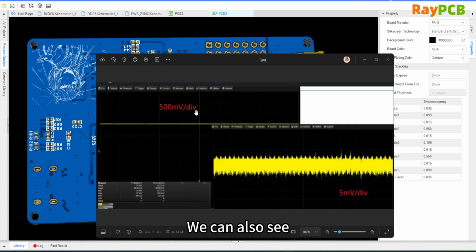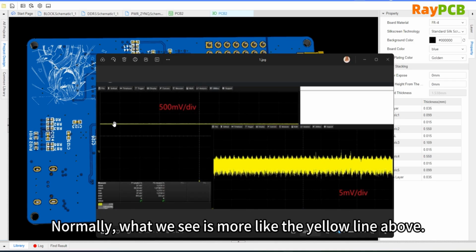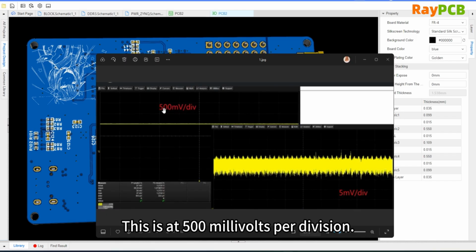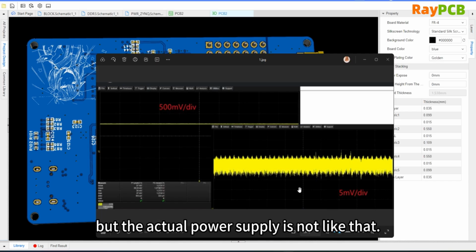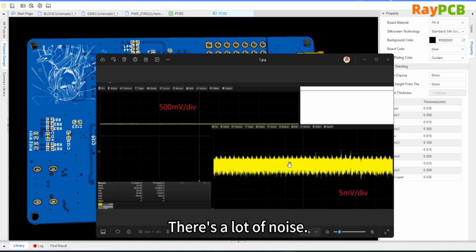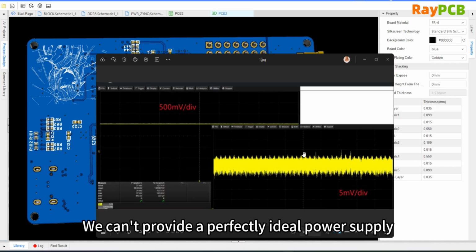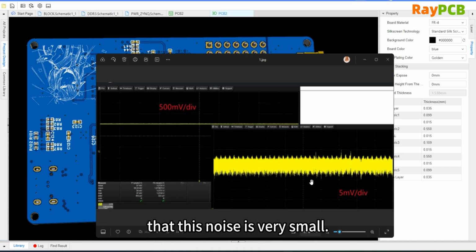Let's take a look as well. This is the power supply measured with my oscilloscope. What we usually see is more like the upper trace here, which is at 500 millivolts per division. It looks like a straight line, but in reality, the power supply isn't like that. Look below. When you zoom into 5 millivolts per division, you'll see it's not a straight line. There is a lot of noise. We can't provide a perfectly flawless power supply that becomes a razor-thin line. But in circuit design, we need to ensure that this noise is kept to a minimum.